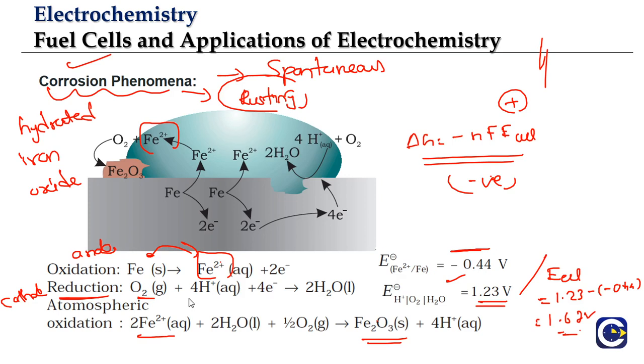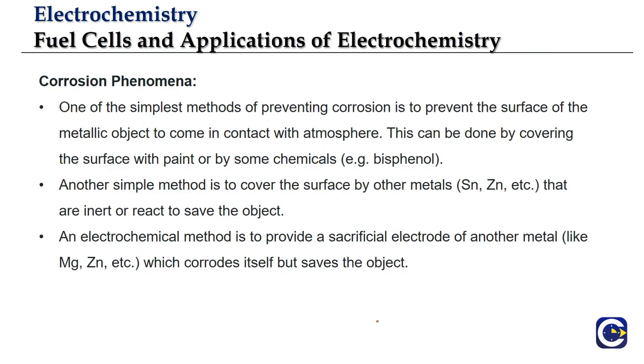And since this is a spontaneous process, it is going to happen if we keep the iron metal as it is in the atmosphere. And in many cases it will be unwanted because it will essentially damage the properties of the iron. So we want to prevent the rusting of iron, or we want to prevent the corrosion phenomena. So how can we prevent the corrosion phenomena?